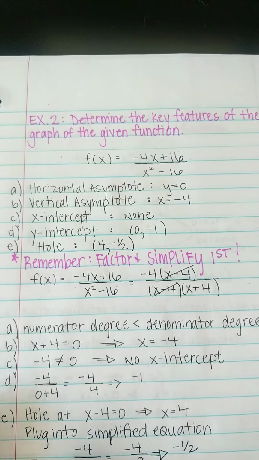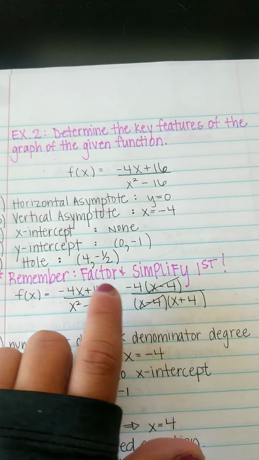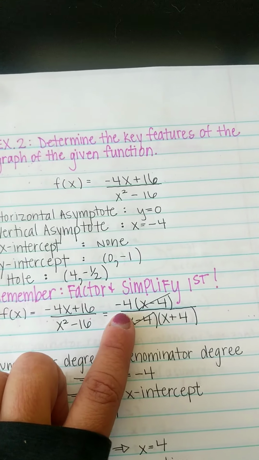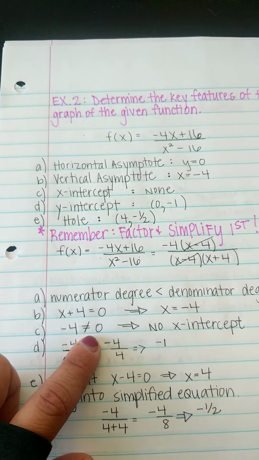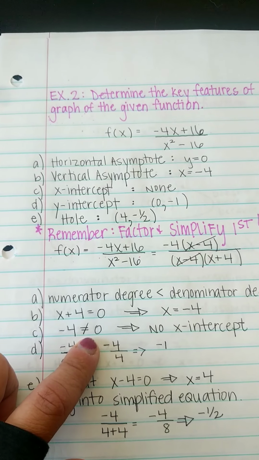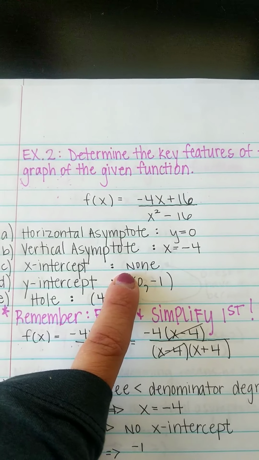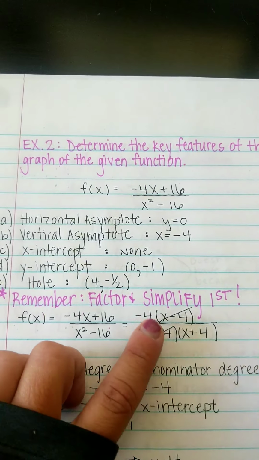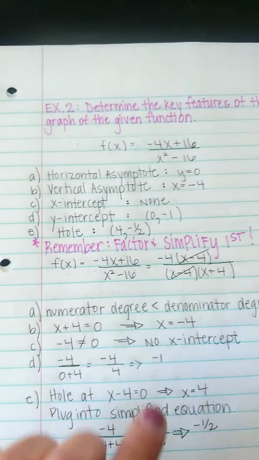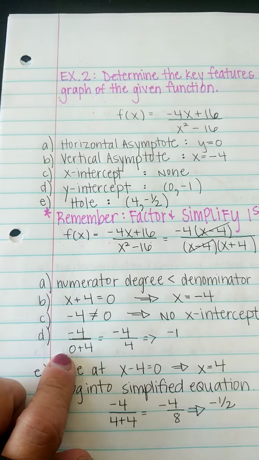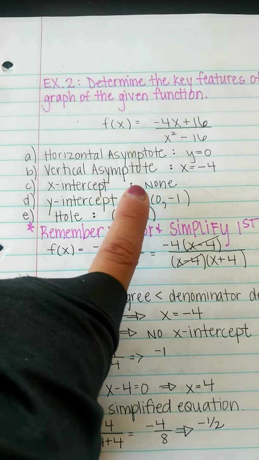Now, to find the x-intercept, we set the simplified numerator equal to 0. So I write -4, it's not equal to 0, I can't solve that, so there is no x-intercept. So I write none, or if you're doing it on Delta Math, click none. For the y-intercept, we plug in 0. I'm going to go ahead and plug it in the simplified function. So I'm going to have -4 over 0 plus 4, which gives me -1. That means my y-intercept, I plugged in 0, I got out -1.